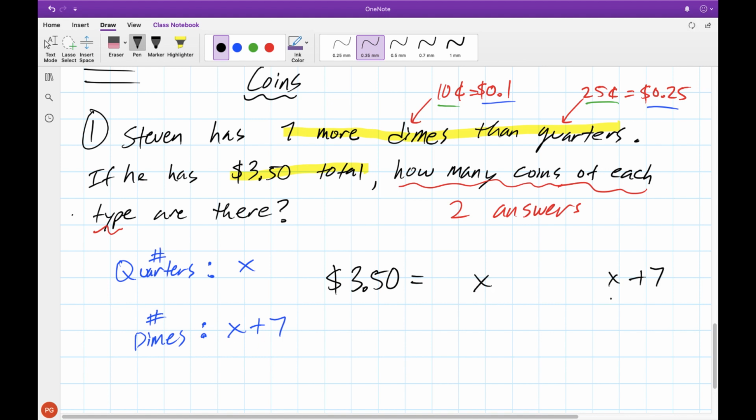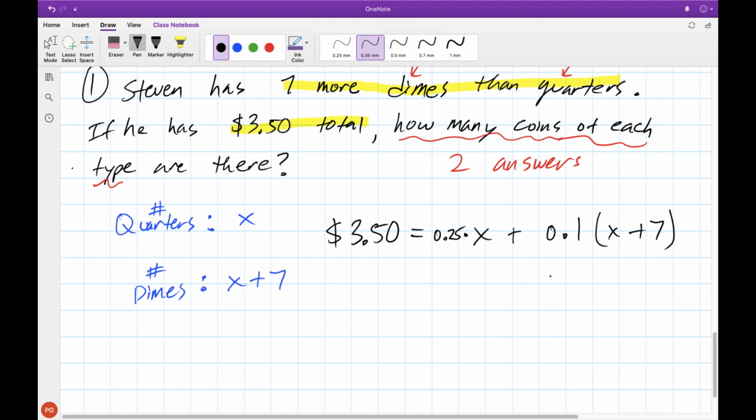But they don't count for the same amount. Our quarters count for 25 cents or $0.25, so here we need to multiply by 0.25. If, for instance, we had 4 quarters, 4 times 0.25 gives us $1, which makes sense. 4 quarters makes $1. Similarly, for the number of dimes, we have to multiply by the value of a dime, which is 0.1. But remember, we're multiplying it by the total number of dimes here, so it's not just 0.1 times X. We need to put brackets around these because this 0.1 is going to be multiplied by both.